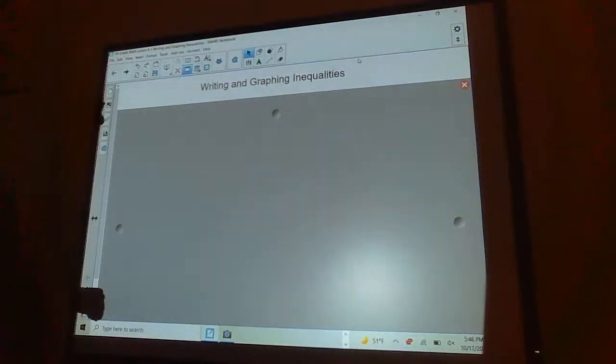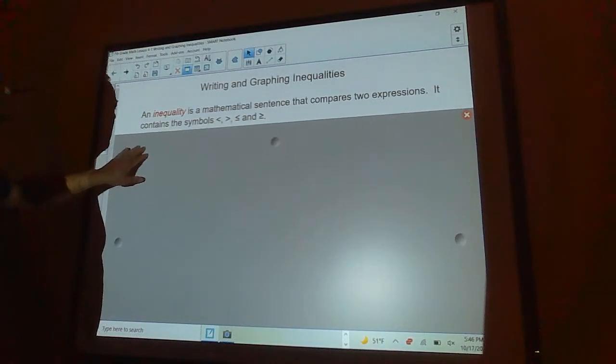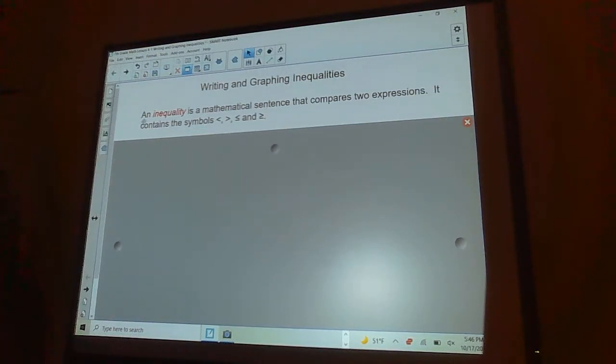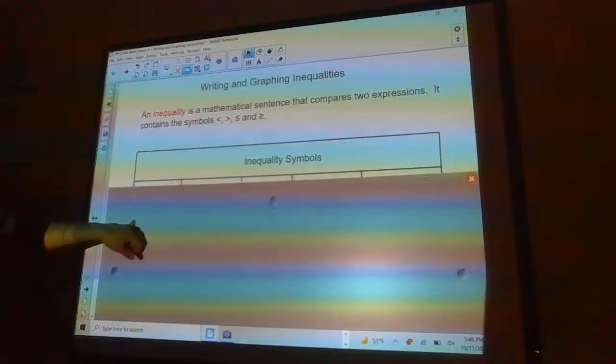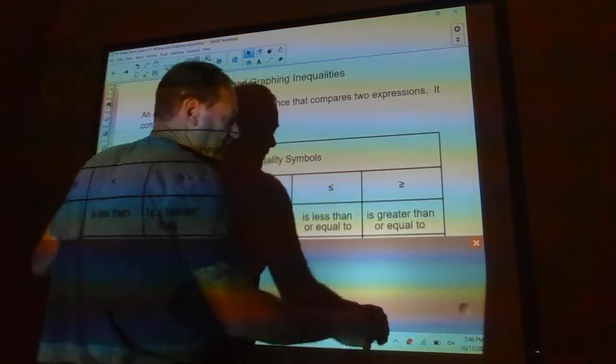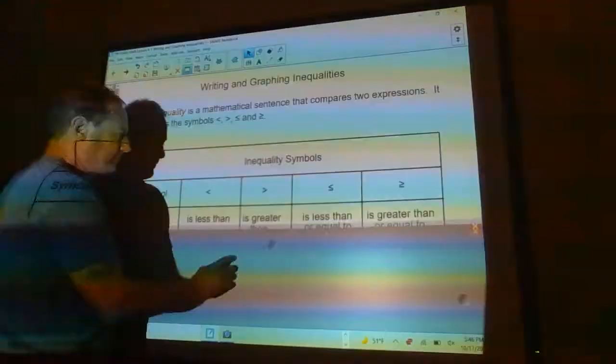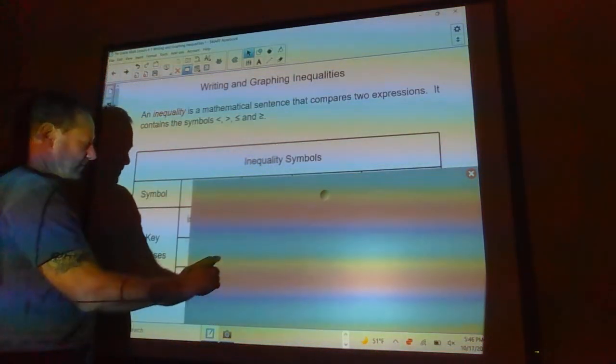Hey everybody, today we're going to talk about writing and graphing inequalities. An inequality is a mathematical sentence that compares two expressions. It contains the symbols less than, greater than, less than or equal to, or greater than or equal to. So, if you look here, we have inequality symbols.